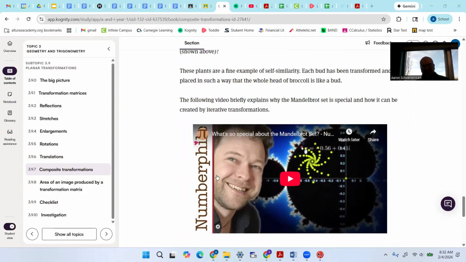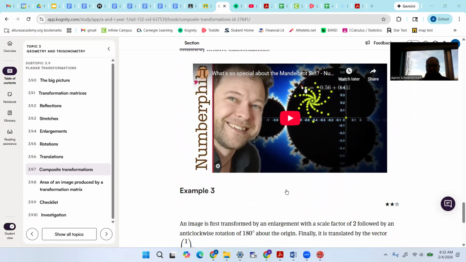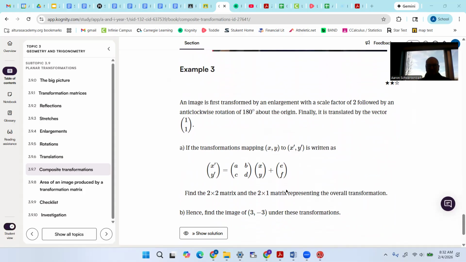So the Mandelbrot set, watch this video later. The Mandelbrot set is very cool, and it involves fractals. Fractals are infinitely complex things. So we'll watch this after this is done. Yeah, I think that one could be very difficult.